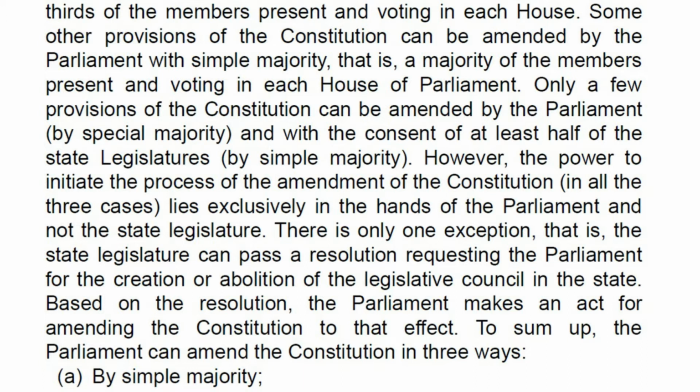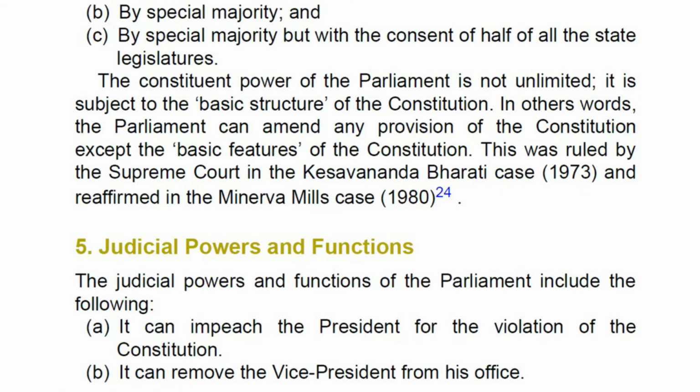To sum up, the Parliament can amend the Constitution in three ways: A. By simple majority, B. By special majority, and C. By special majority but with the consent of half of all the state legislatures. The constituent power of the Parliament is not unlimited, it is subject to the basic structure of the Constitution. In other words, the Parliament can amend any provision of the Constitution except the basic features of the Constitution. This was ruled by the Supreme Court in the Kesavananda Bharati case, 1973, and reaffirmed in the Minerva Mills case, 1980.